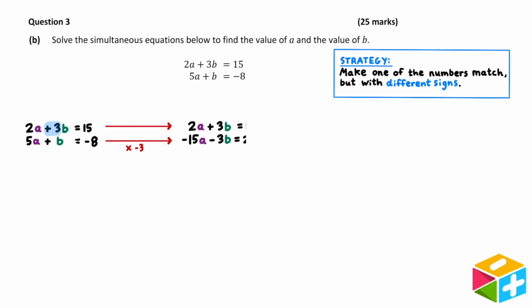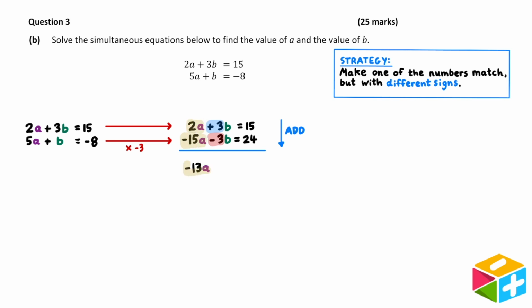This can be obtained if we multiply across our second equation by minus 3. 5a times minus 3 is minus 15a, plus b times minus 3 is minus 3b, and minus 8 times minus 3 is plus 24. We now have the match on the b term that we wanted. We've the same number, 3, but different signs. The next step will be to add our equations together.